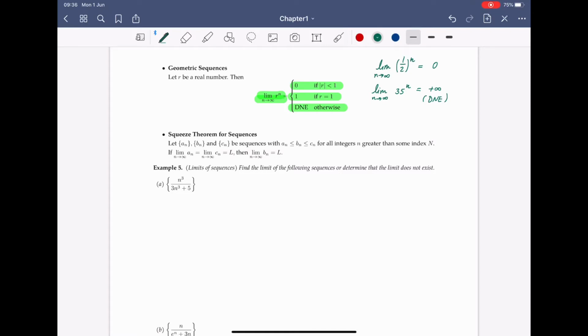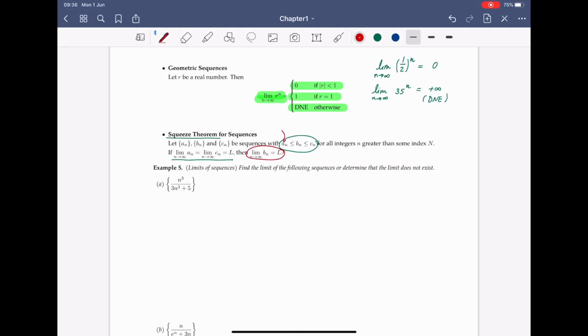And you can also use the squeeze theorem if you want. The squeeze theorem says that if you start from the inequality an less than or equal to bn less than or equal to cn, and you also know that the limits of an and cn are both L, then it will squeeze, or force, the middle term to have limit L too, right?